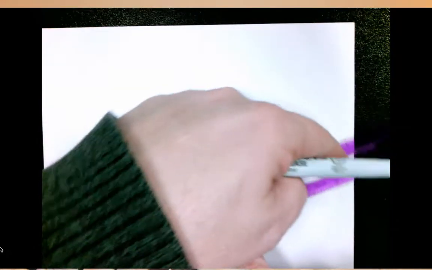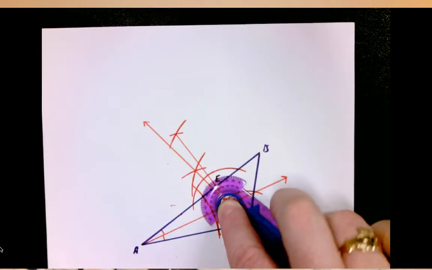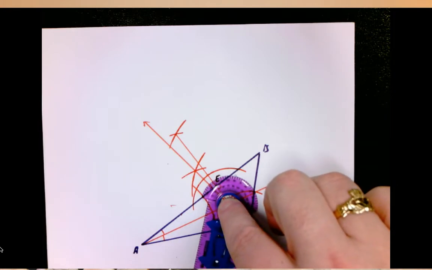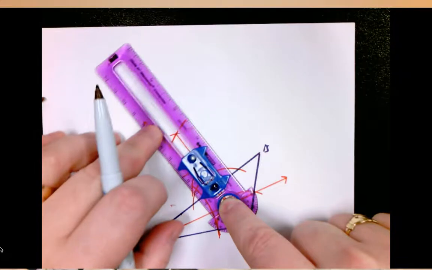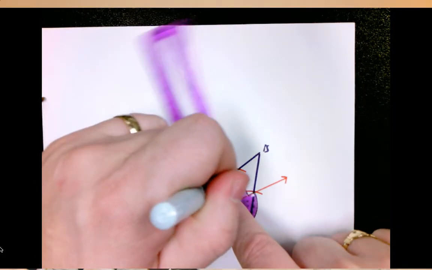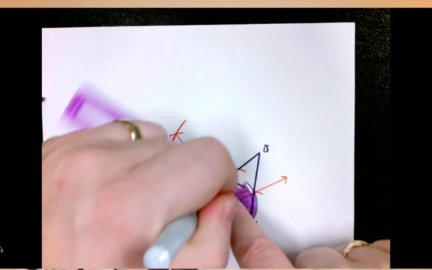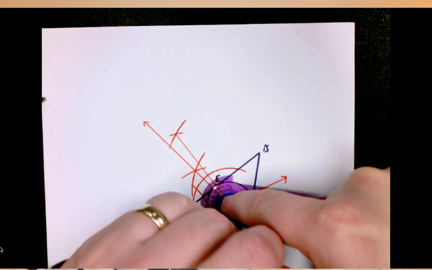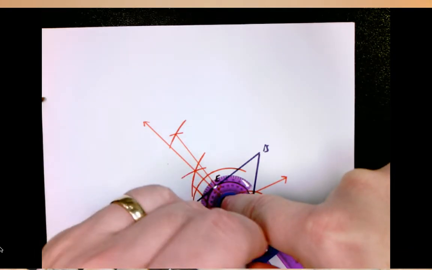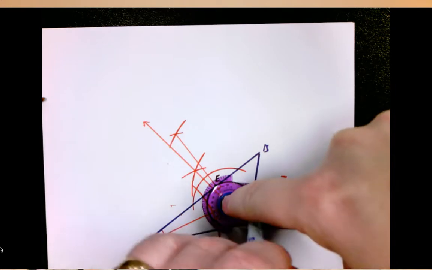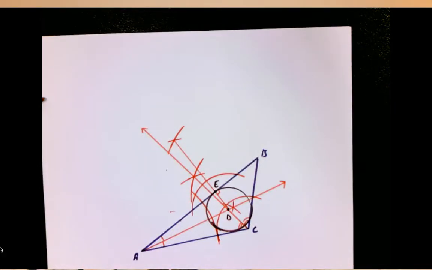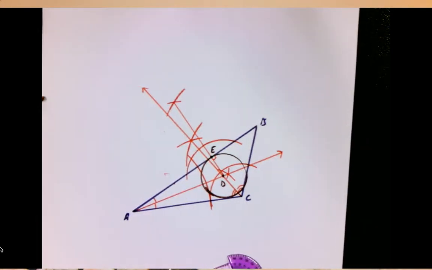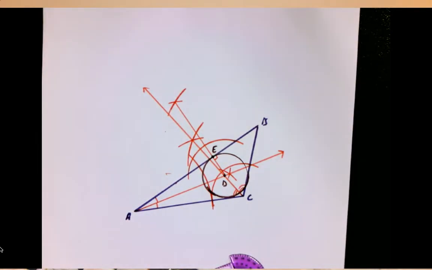And if I've done this correctly, and this is tough, I should only touch the sides one time. It should just glance each of the 3 sides. It's a little hard to see. There we go. There is our inscribed circle. And that is construction number 14.